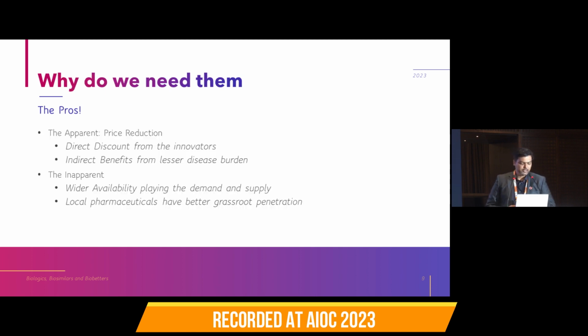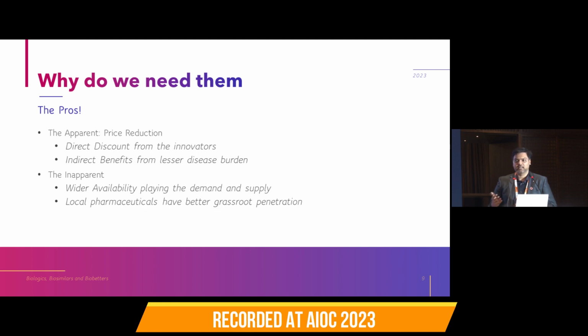So why do we need them? There is a direct discount that is happening, and then there is an indirect benefit from the lesser disease burden. The patients who are getting treated are more economically active, and they are contributing more to society. But what is not apparent is the wider availability, playing to demand and supply. When supply is more, the prices come down. So that's what is happening.